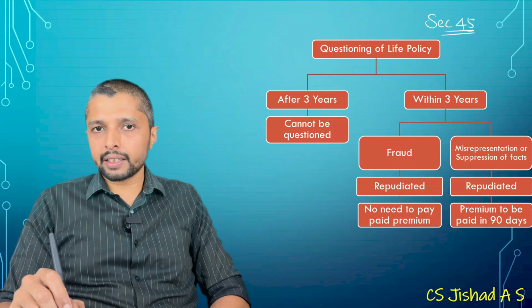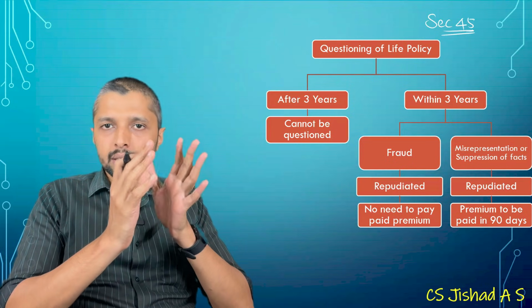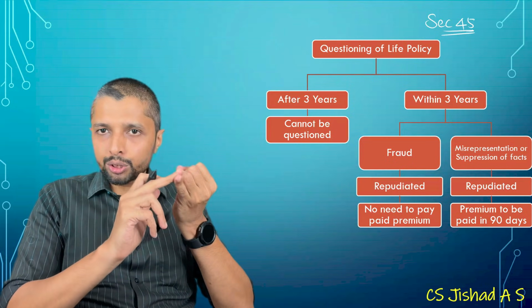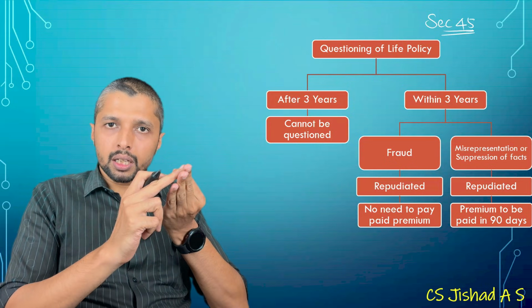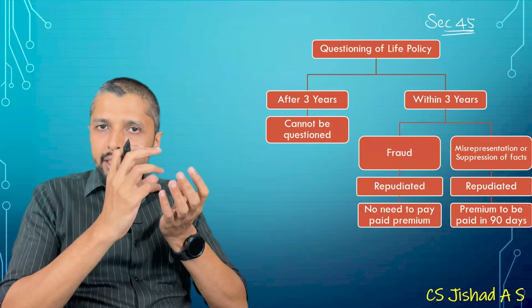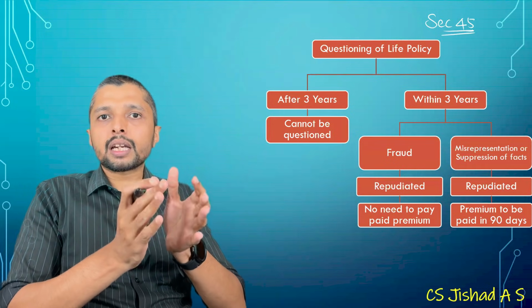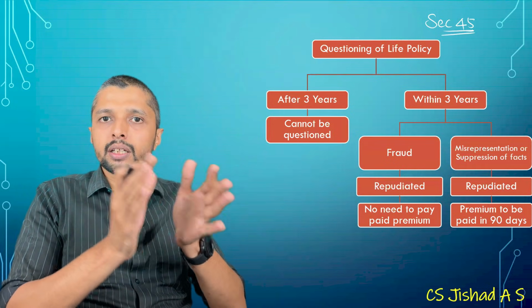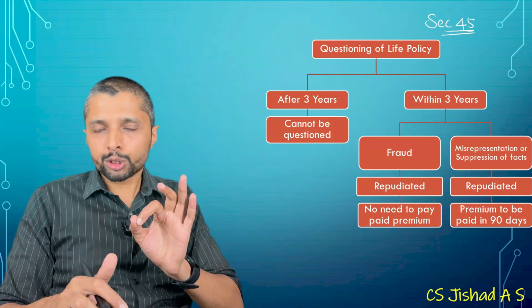Insurance Act 1938. After 3 years, you are taking the date from 3 particular areas. Number 1, date of issue of policy, date of commencement of risk, date of revival of policy, date of rider, whichever is later. Okay, so which date is later? From this date, within 3 years, you can question the policy. After 3 years from this particular date, you cannot question the life insurance policy.